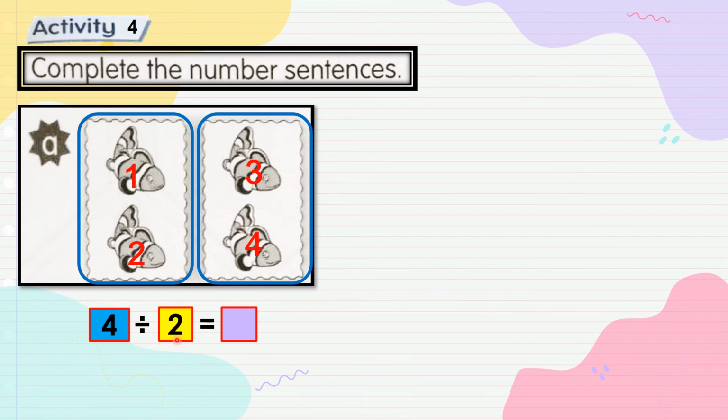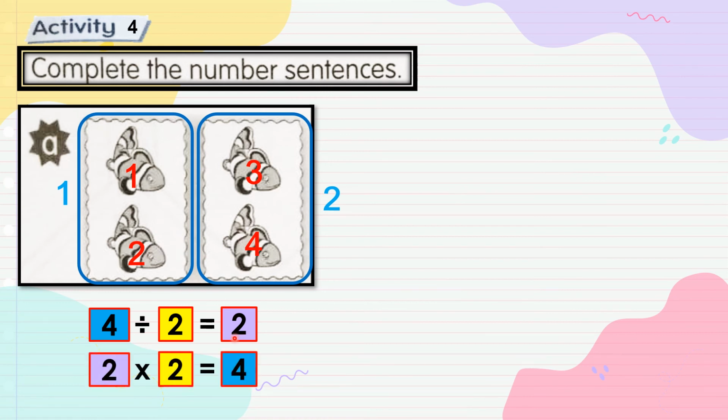4 divided by 2 is equal to missing number. What is the answer here? Let's count how many groups are there. 1, 2. So the answer is 2. 4 divided by 2 is equal to 2. Let's inverse to multiplication number sentence. 2 times 2 is equal to 4.